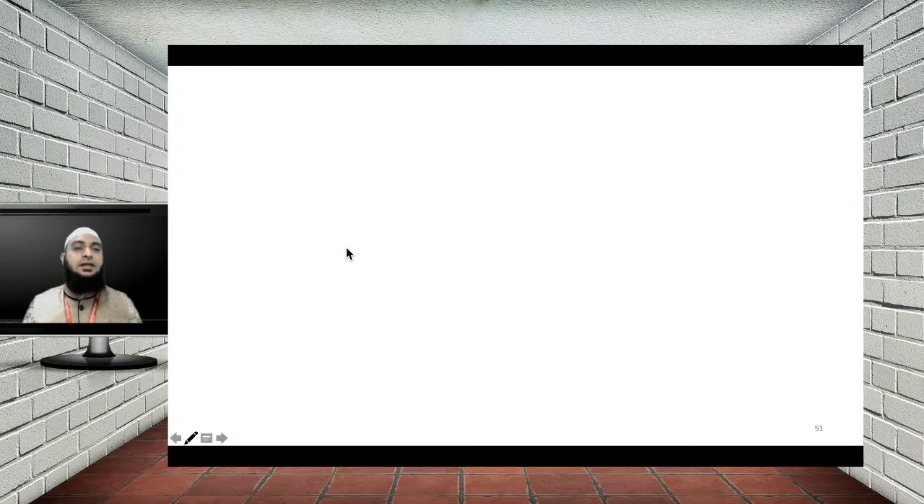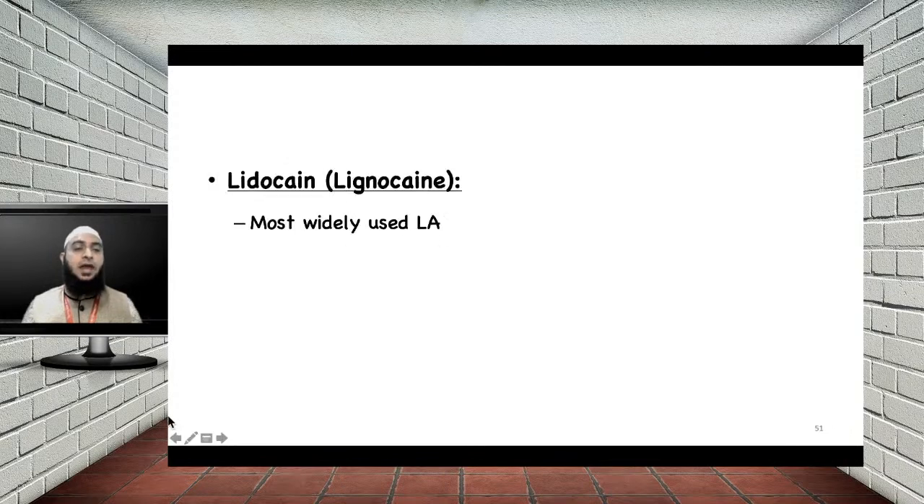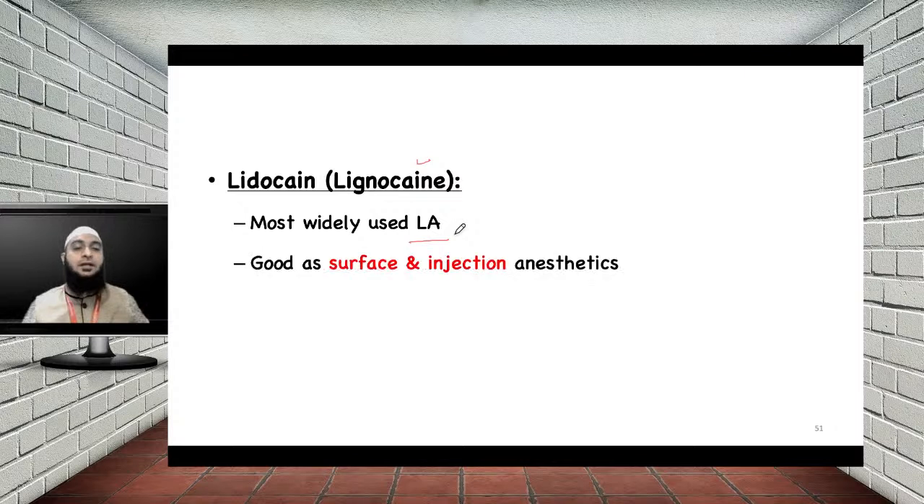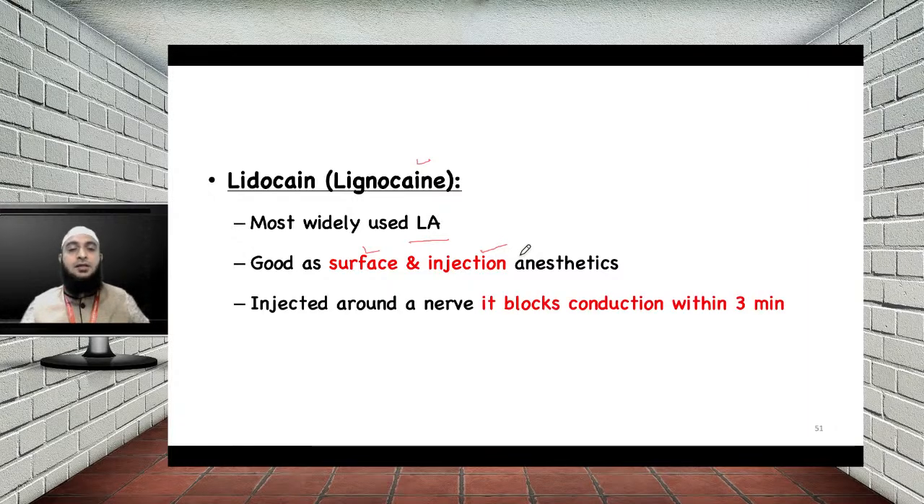The third drug we'll see is again a unique drug, lidocaine. It is also called lignocaine, so don't get confused; both names refer to the same drug. Lignocaine is the most widely used local anesthetic. Let's see why. Because it is a good surface and injection anesthetic. It can be given both ways: to produce topical or surface anesthesia, as well as regional anesthesia by injection.